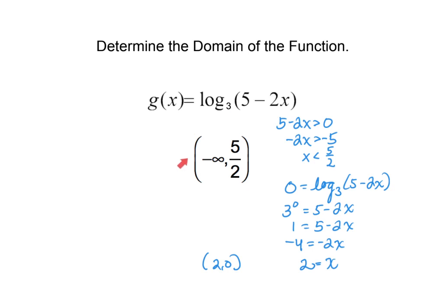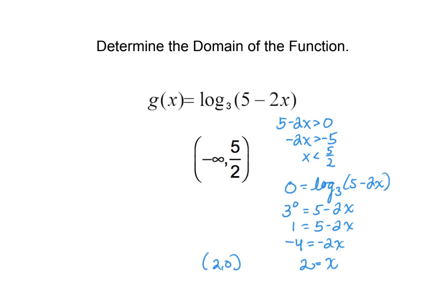Here are my answers. My domain is negative infinity to 5/2. My x-intercept is 2, 0. This is how I found it. I took my argument to find the domain. I know my argument has to be greater than 0. And I solved for x. I subtracted 5 from both sides. Then I divided both sides by -2. And when I did that, I remembered to flip my inequality sign. And that's what my domain is.